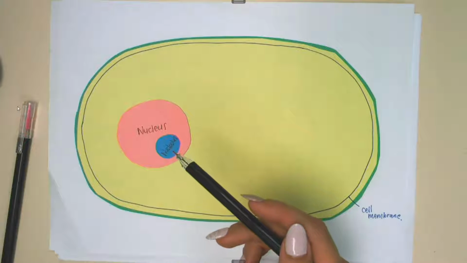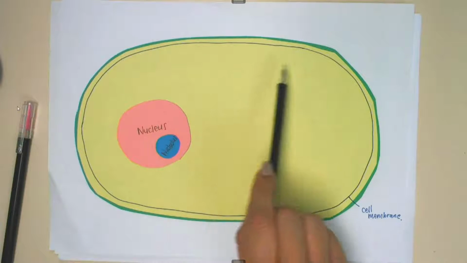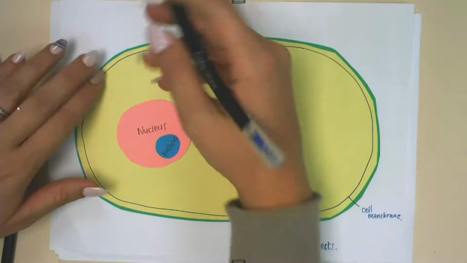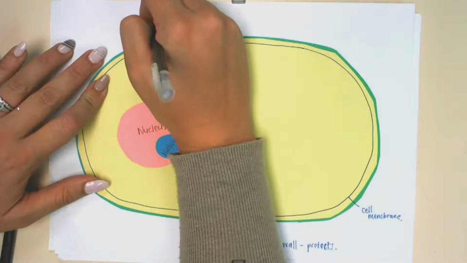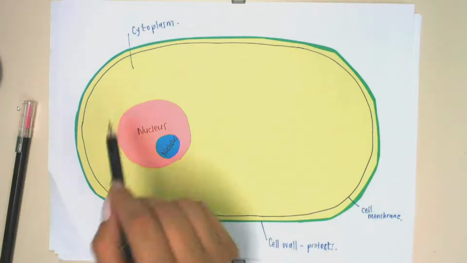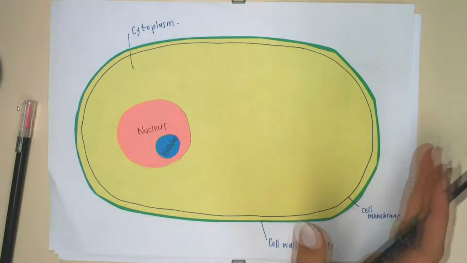Then you have the cytoplasm. Please remember that the cytoplasm is everything around. It's all of these around. So you can maybe just make a label for yourself like this: cytoplasm is all the liquid and gel-like mixture around.